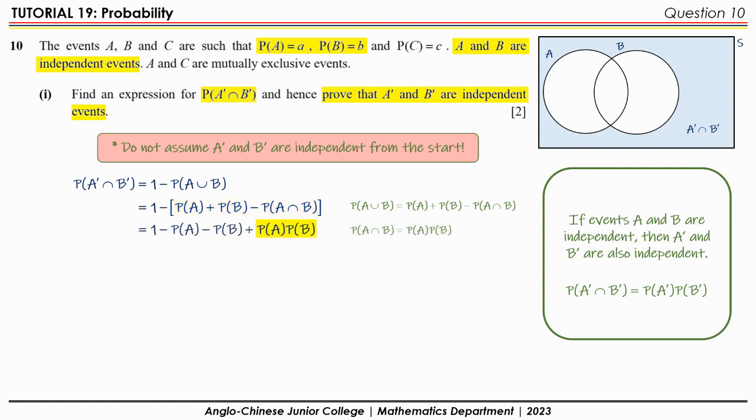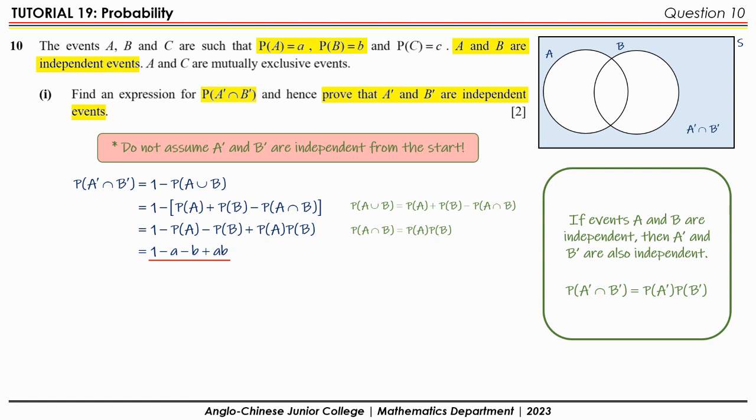Now we can use the given fact that A and B are independent events to write probability of A intersects B as probability of A times probability of B. Finally, we substitute probability of A and probability of B with small a and small b respectively to get the expression 1 minus a minus b plus ab.